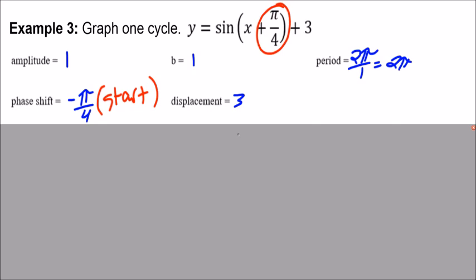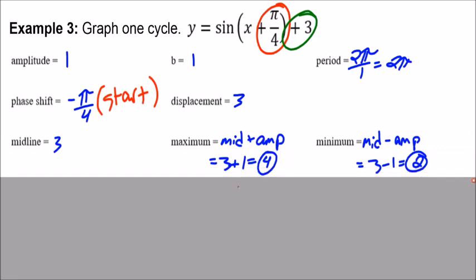graph. And the displacement, we also have a displacement for this one. That's positive 3. So our displacement is positive 3, which tells us that the midline is 3. The displacement tells us the location of the midline, how far this thing is being shifted vertically. So because the amplitude is 1, the maximum is the midline plus our amplitude, 1, which gives us 4. And the minimum is going to be the midline, which is 3, minus the amplitude, 1. So then 3 minus 1 gives us 2.